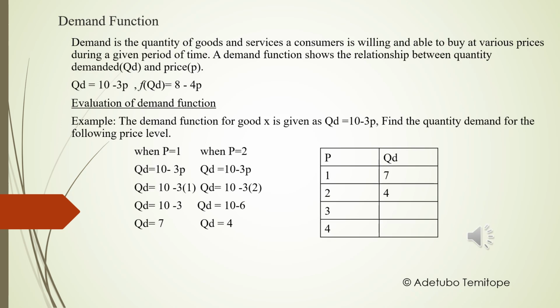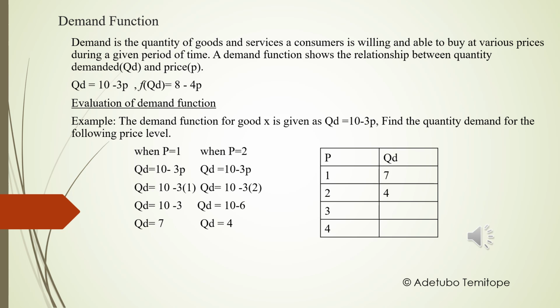So, demand function. Demand is the quantity of goods and service a consumer is willing and able to buy at various prices during a given period of time. A demand function shows the relationship between quantity demanded and price. Examples of demand function: we have QD equals 10 minus 3P, QD equals 8 minus 4P. So these are typical examples of demand function.